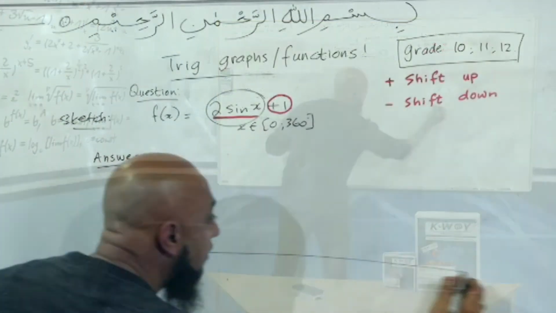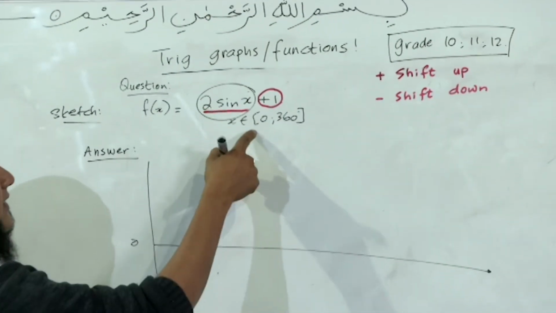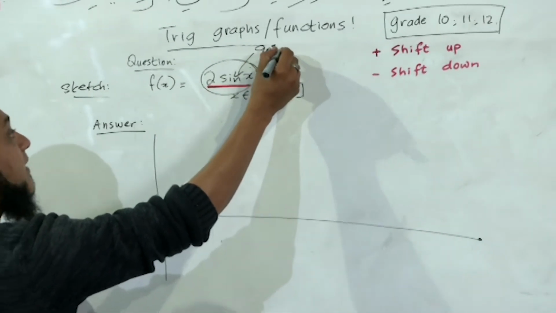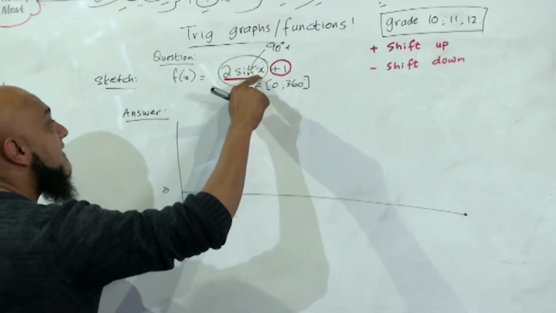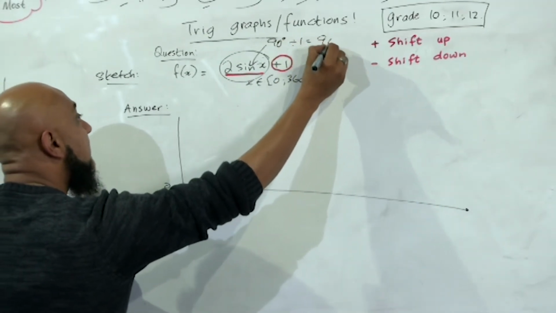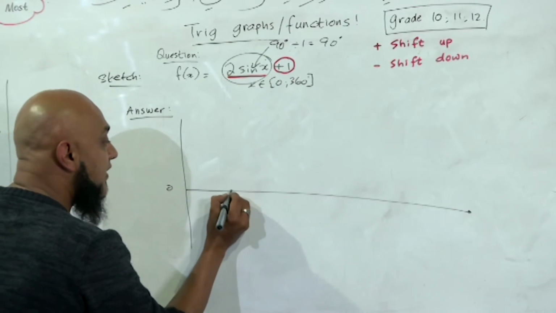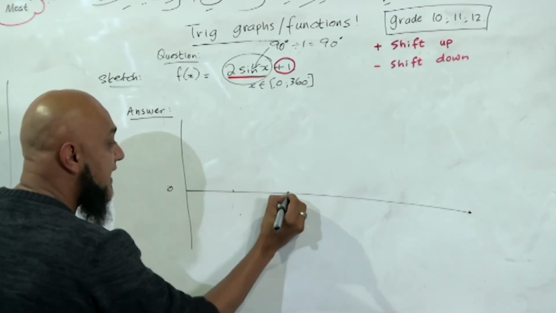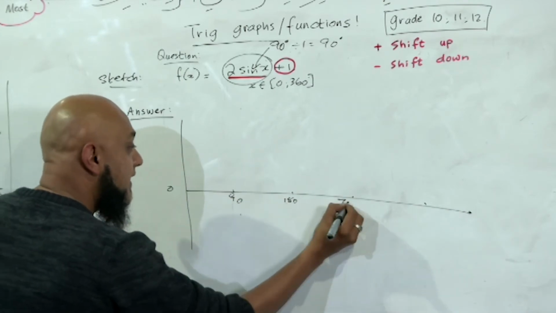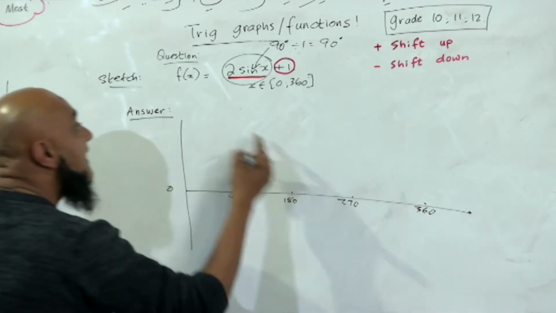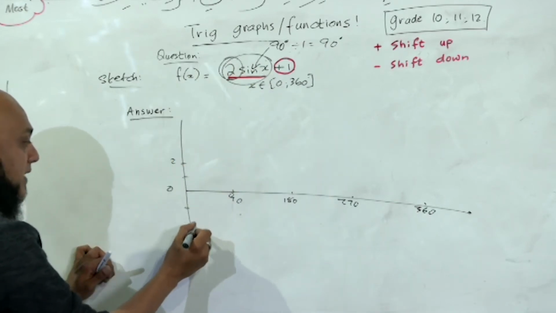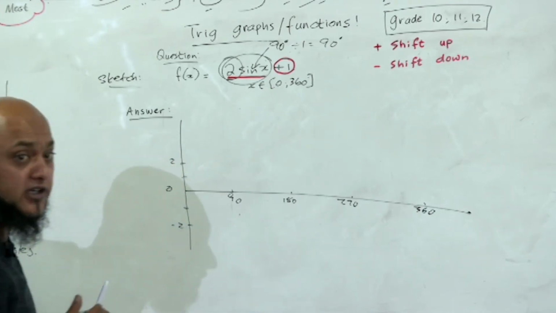So here goes. Remember, 0 to 360, your step is still 90 degrees divided by 1, which is still 90 degrees. That means the graph is still going to make its change every 90. So 0, 90, 180, 270, 360. It's still going to go up to 2, 1, 2, minus 1, minus 2. That's your original graph.